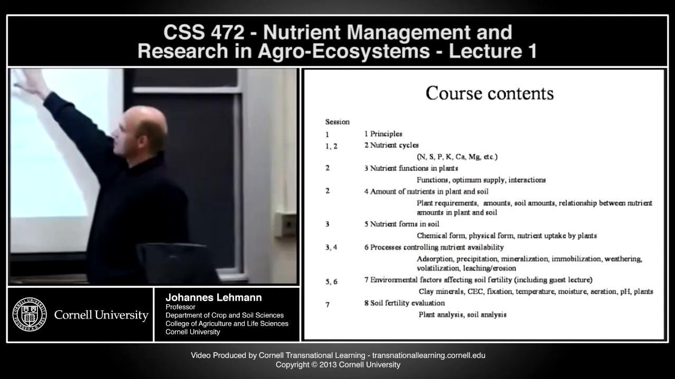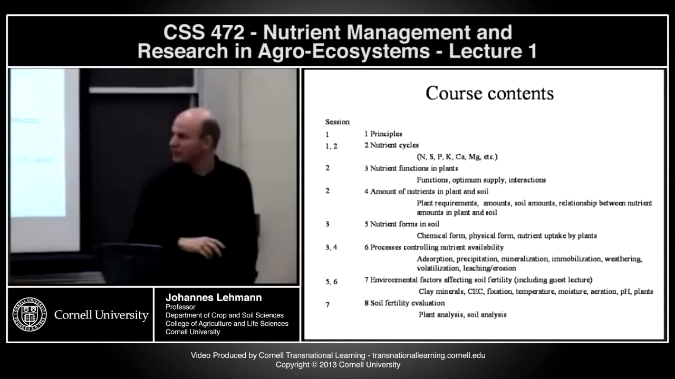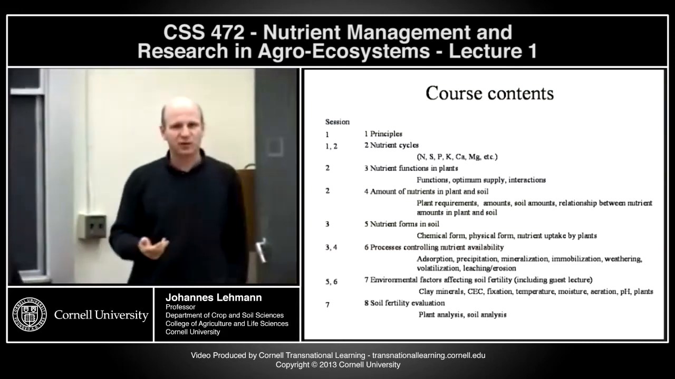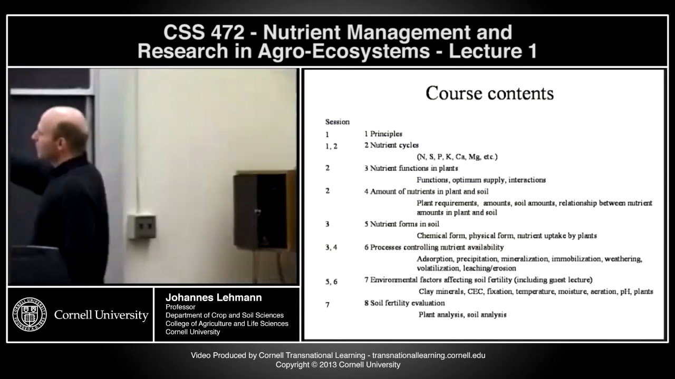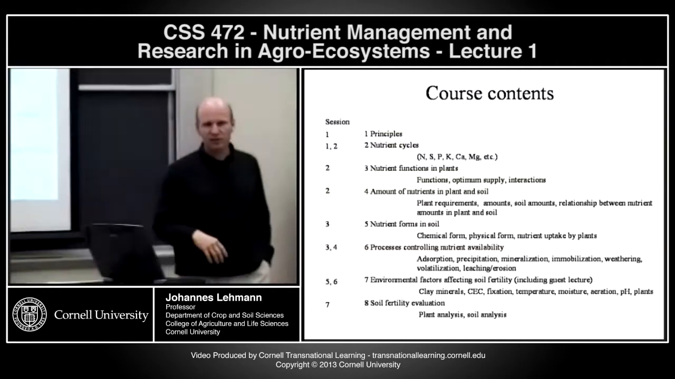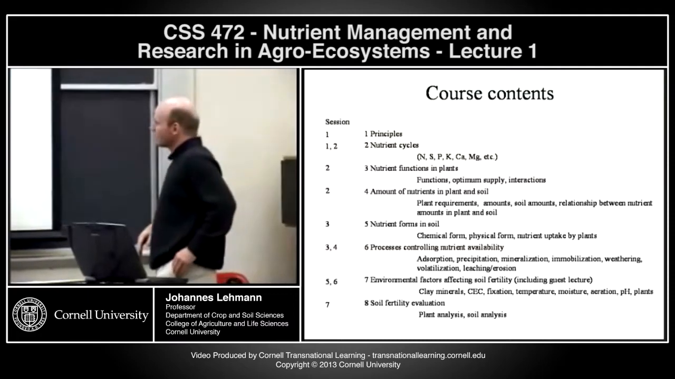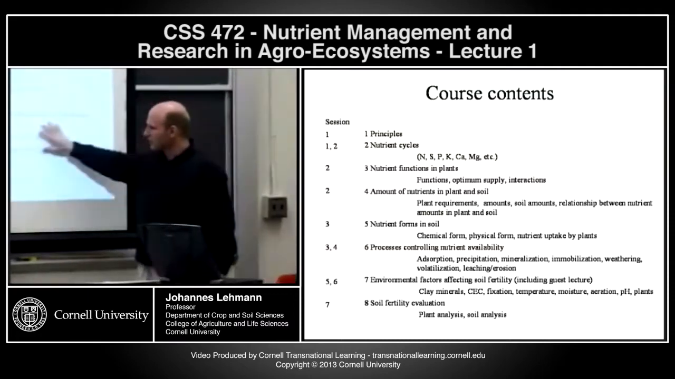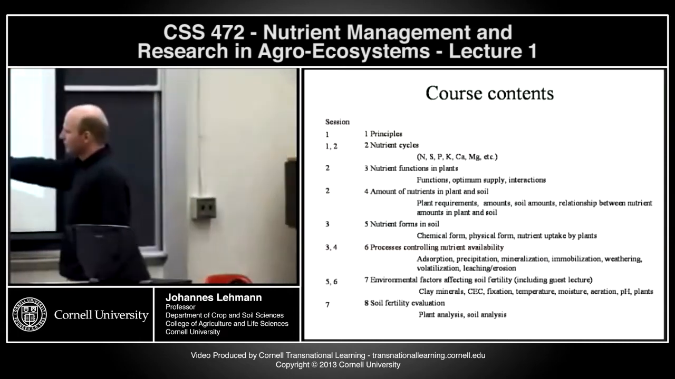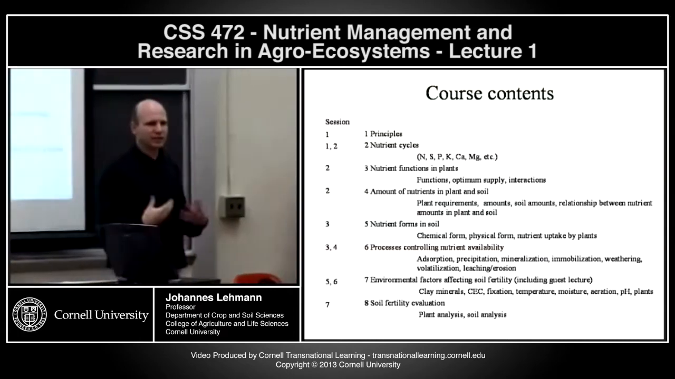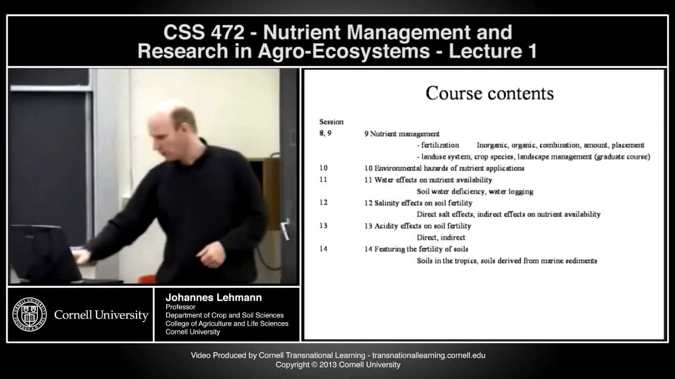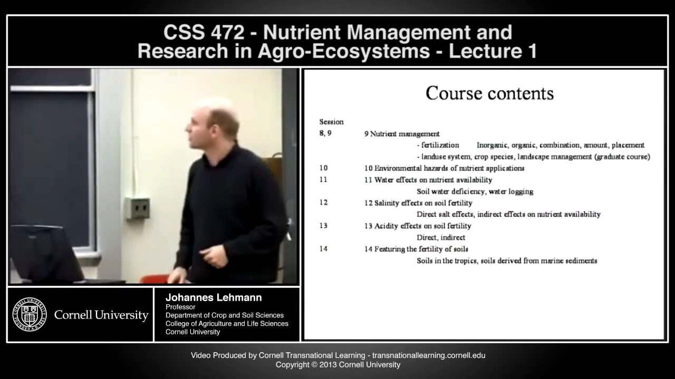And then we look at the amount of nutrients in plant and soil, the nutrient forms in soil, and that will inform us a lot about the processes that we need to look at. The processes controlling nutrient availability, and here are a few keywords that are particularly important for that. Environmental factors affecting soil fertility, soil factors, climate, etc. Then soil fertility evaluation, how can we assess whether a soil has a lot of nutrients available for plants or not, and there are several possibilities to that.